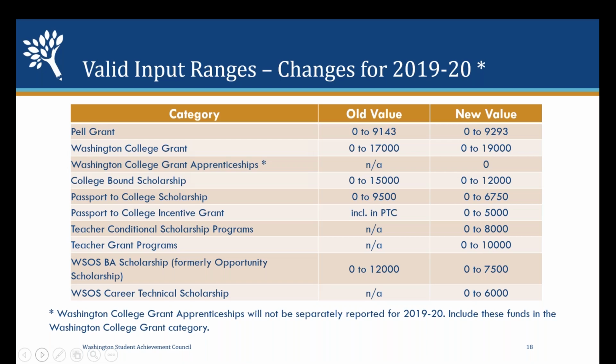Keep in mind, the Washington College Grant Apprenticeships will not have a separate category in 2019-20. If you have any apprenticeships, you would want to include these funds in the Washington College Grant category.